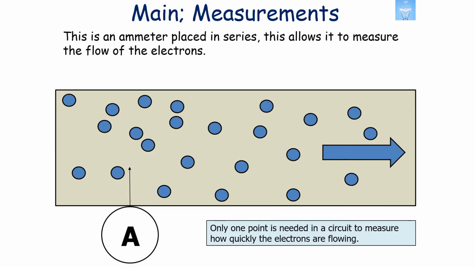So we place our ammeter in series as it allows us to measure the flow of electrons. Only one point is needed in a circuit to measure how quickly the electrons are flowing. So this means the ammeter can be placed into a circuit in a series formation, but ammeters have to have a low resistance, so that it doesn't affect the current flow which it is measuring.